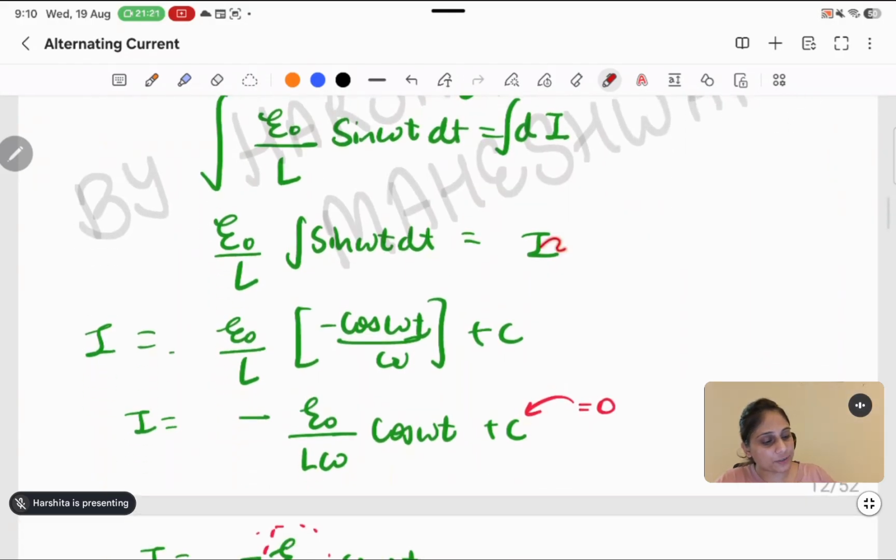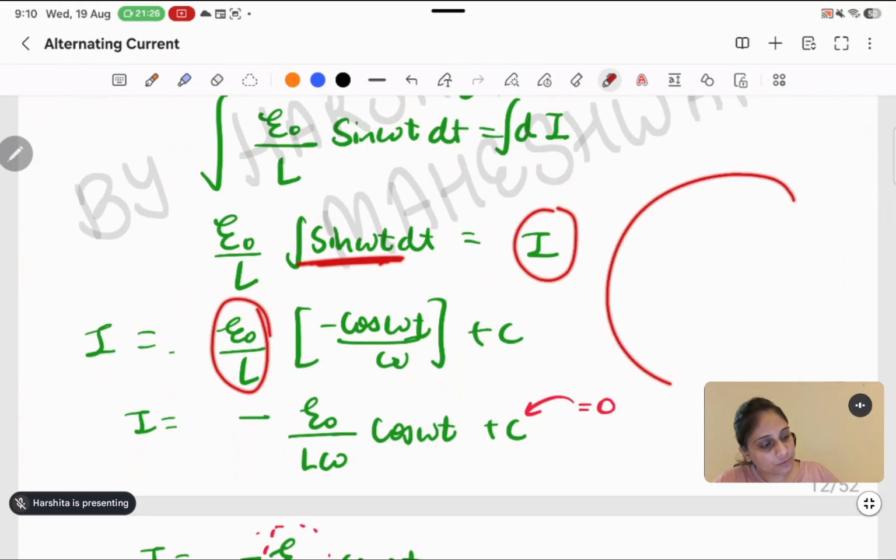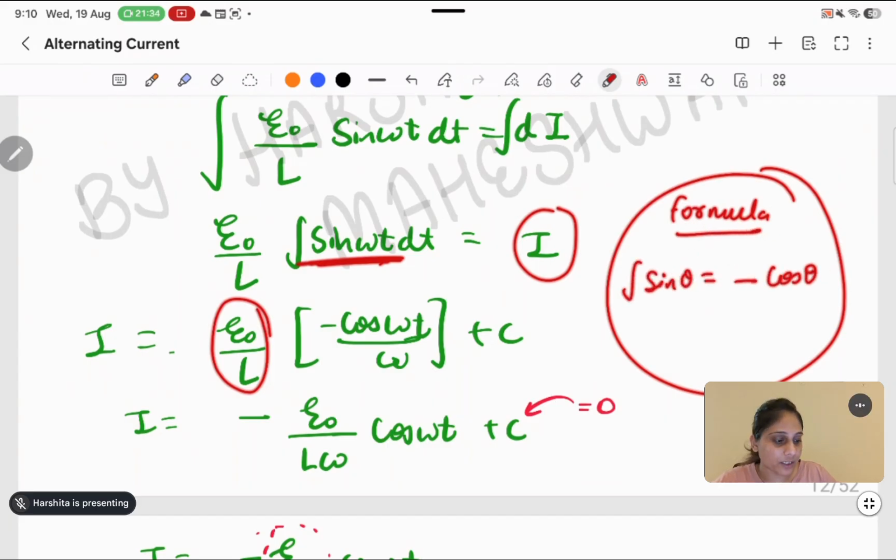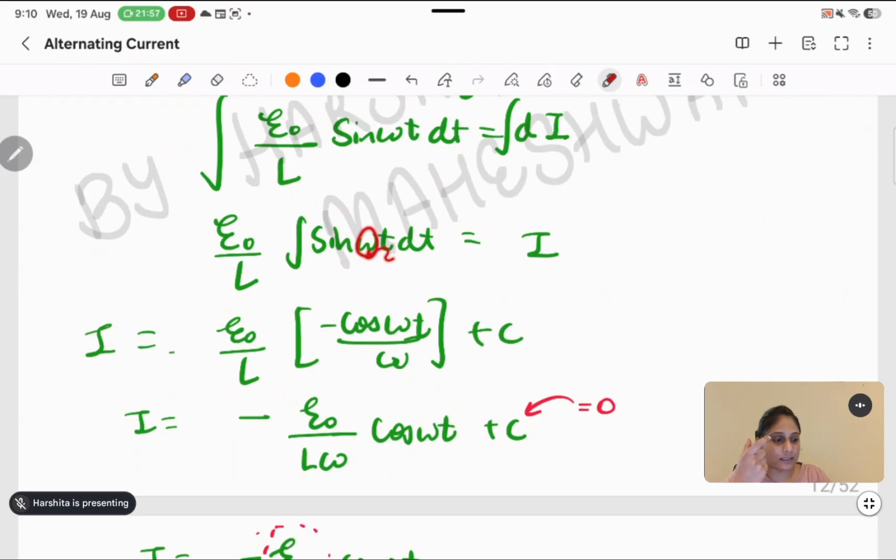So we are only left with sine omega t dt integration. Now we have the current value, which is E naught by L times the integration of sine omega t. Just write the formulas of integration here. Integration of sine theta is equal to minus cos theta. So for sine omega t integration I wrote minus cos omega t, because the angle is omega t now. We have a rule that whenever anything comes inside the theta, I have to put it in the denominator. Suppose it's 2 theta, then I will put 2 in the denominator. This is the rule, so that's why I put omega in the denominator.